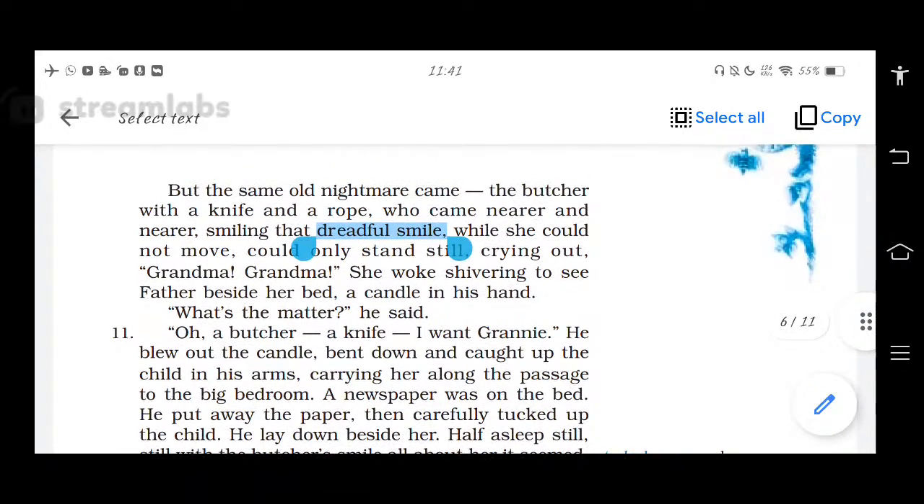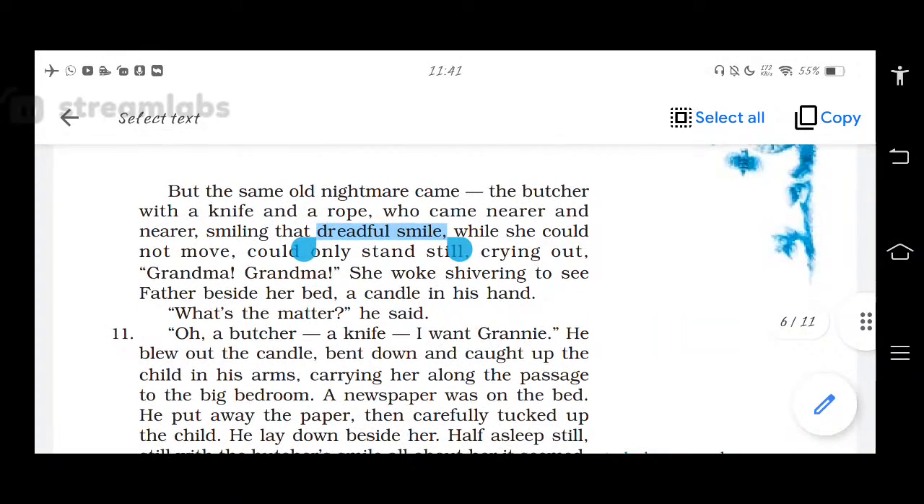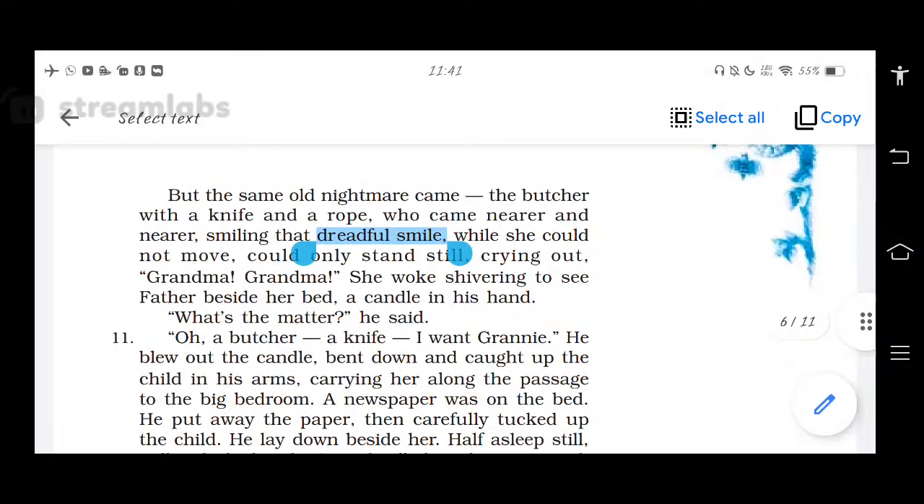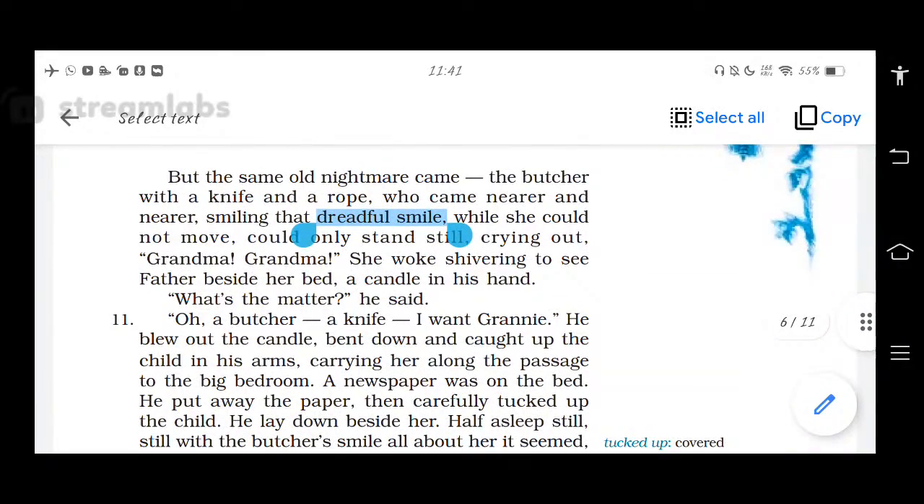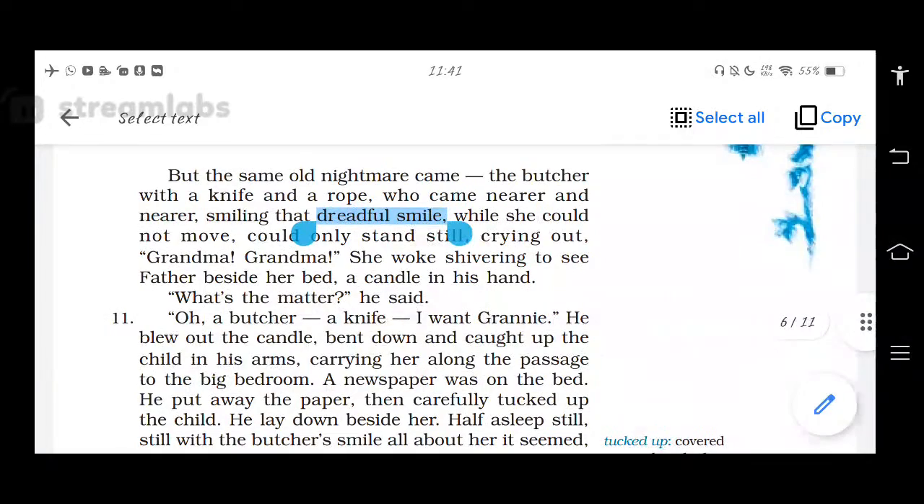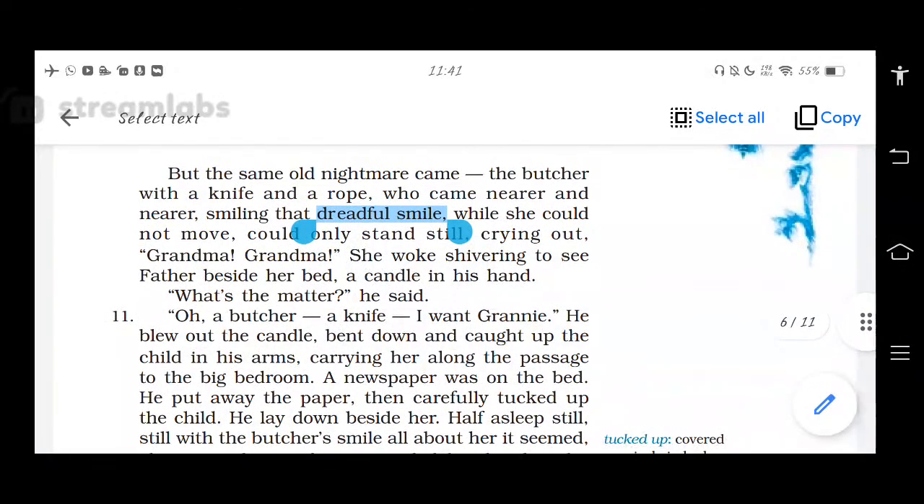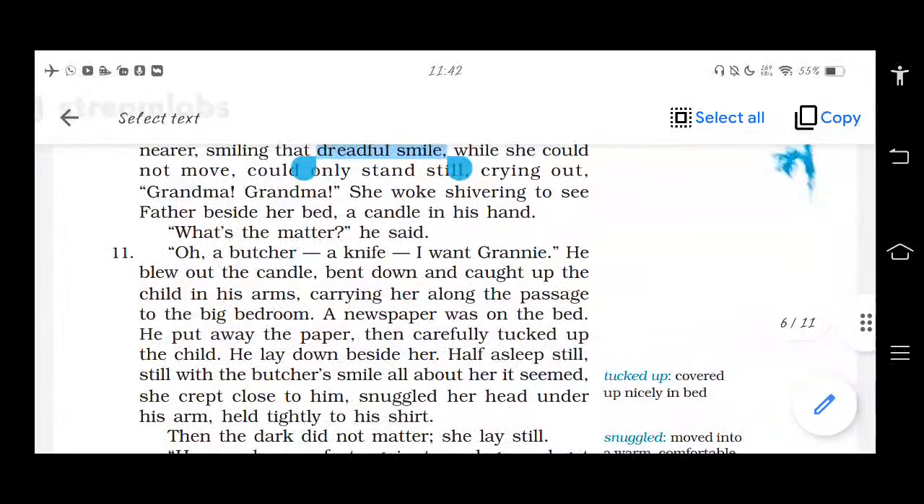Okay, when she cried, "Grandma, Grandma," in the meantime, her father came to her. Right? Her father came to her. But even seeing her father, holding a candle in his hand, this also makes her more scared. So again, here also she got scared. "What's the matter?" he said. So when she cried like that, he came to her and asked her, what's the matter? Then in the 11th paragraph, I'm explaining.